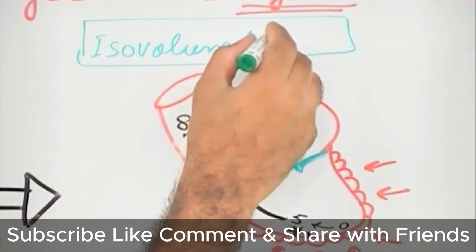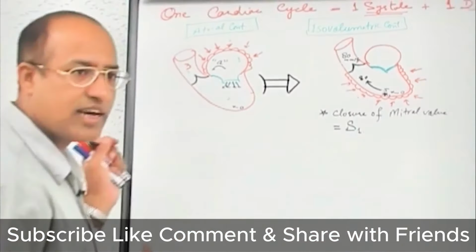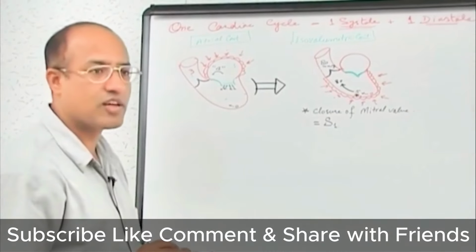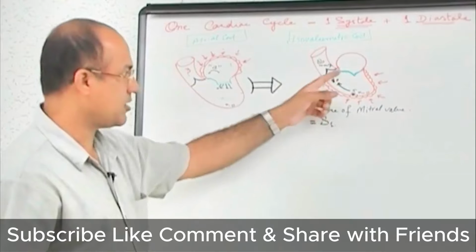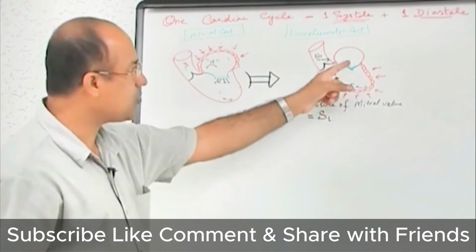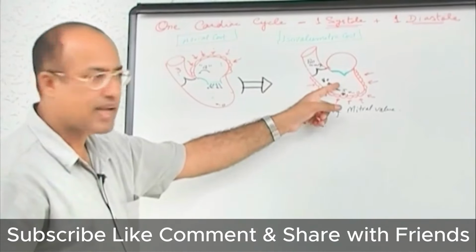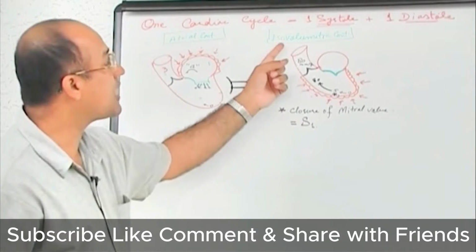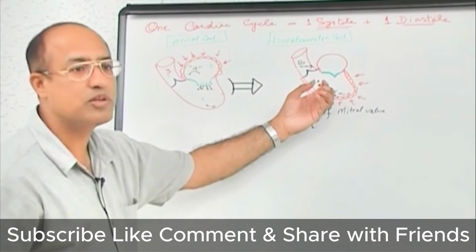Isovolumetric contraction. This is the early phase of ventricular systole. Now, why do we call it isovolumetric contraction? Because during this phase, do you think any blood is entering the ventricle? No. And is there any blood leaving the ventricle? No. So the amount of blood in the ventricle is the same throughout this phase, so we say it is isovolumic, right? And the size of the ventricle also remains the same.